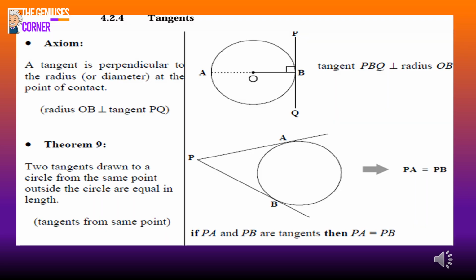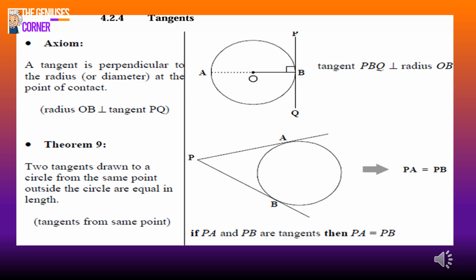Now today we're focusing on the theorems based on tangents. Remember, a tangent is a line that touches a circle at one point on its circumference. So it touches a circle at one point. Now, looking at the circle that we have here, our tangent will be the line PQ, and it touches the circle at point B, sorry. So it touches the circle at point B only once. So PQ will be our tangent.